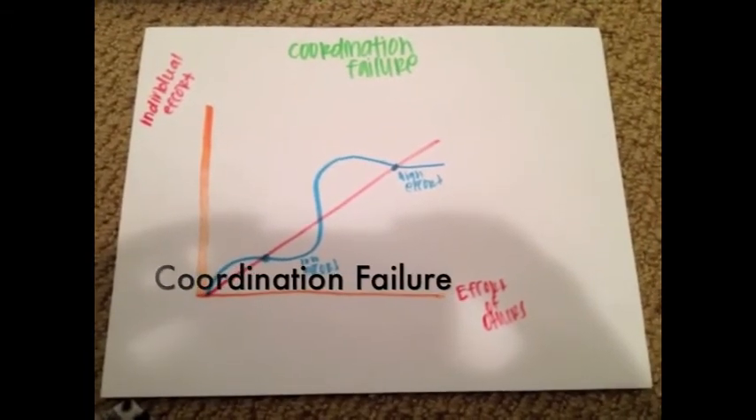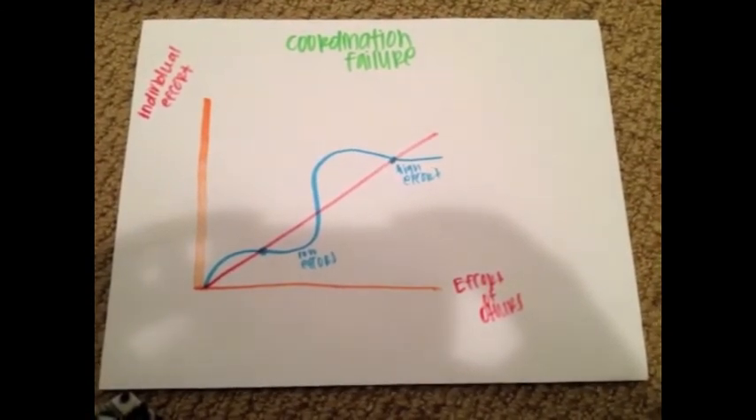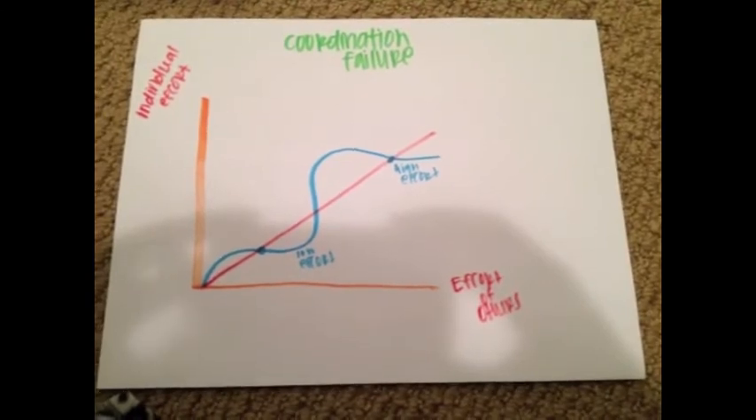This graph shows a coordination failure theory of economics, in which big firms need to coordinate desirable equilibriums for the economy but often fail to meet an agreement.